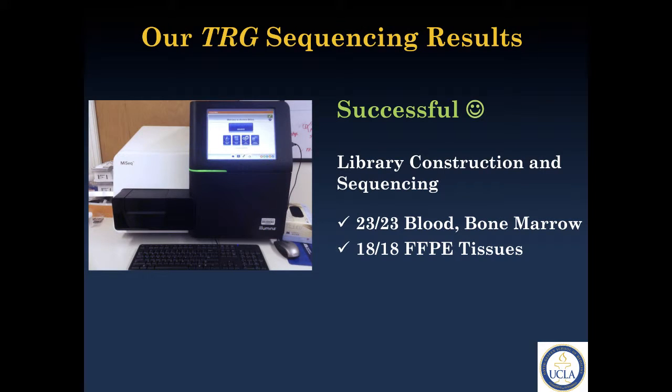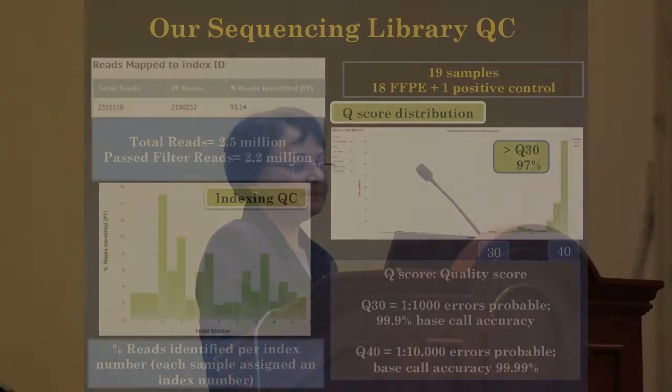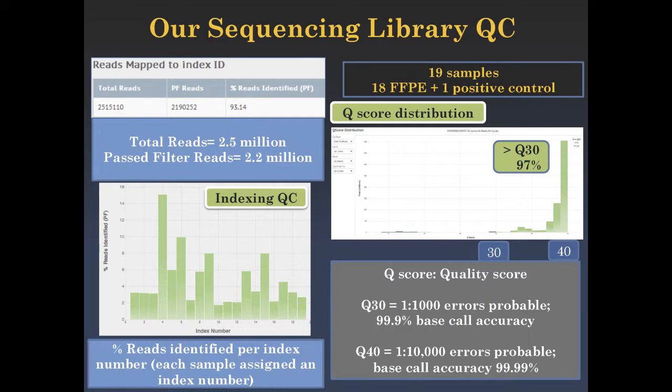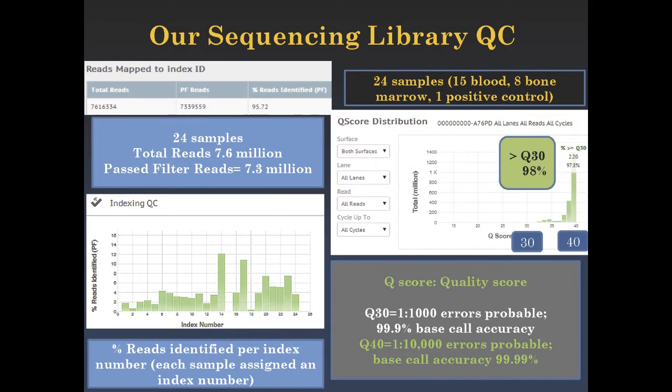So our results: we succeeded in all our library construction and sequencing in all 23 blood and bone marrow aspirate specimens and 18 FFPE tissues. So I'll share with you some of our sequencing library QC data. A Q-score of 30, as you all know, is 99.9% base call accuracy. And the majority of our data is at Q40, which is really 99.99% base call accuracy. So I'll share with you some of our cases.